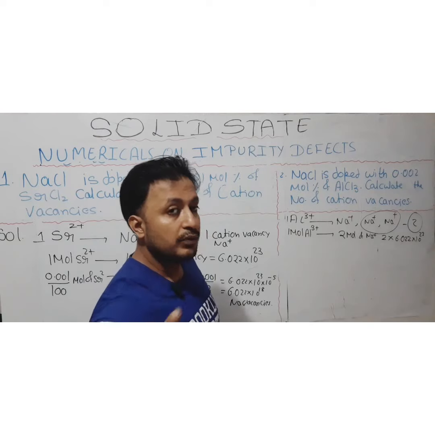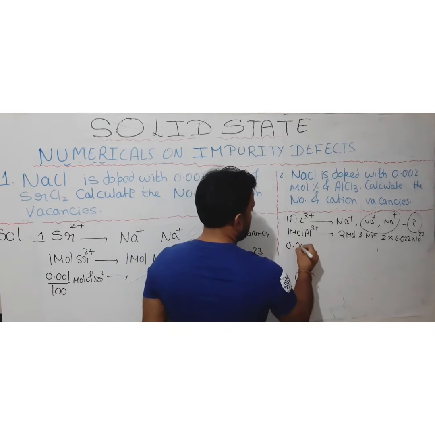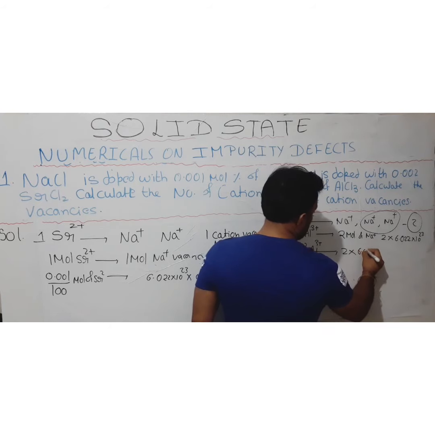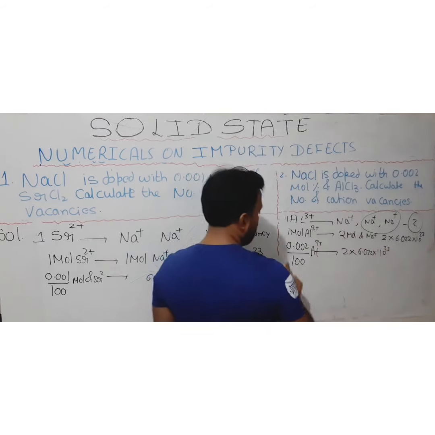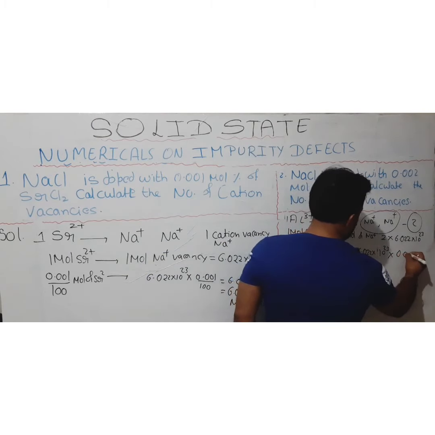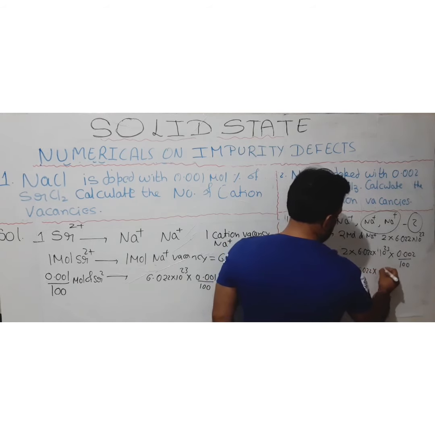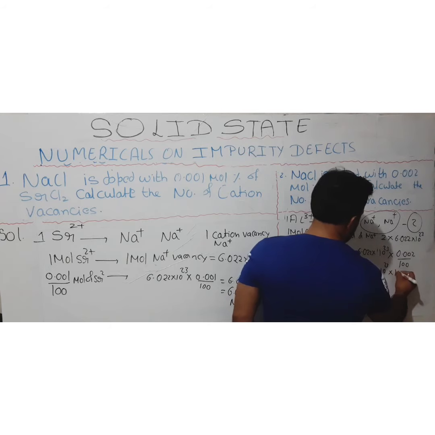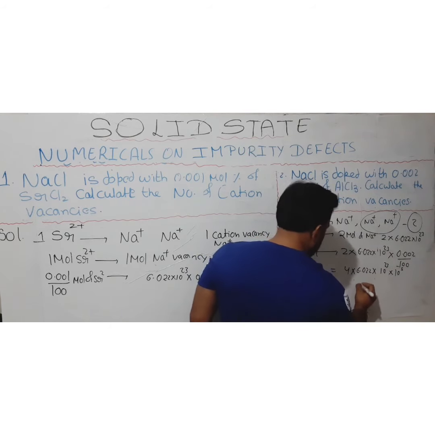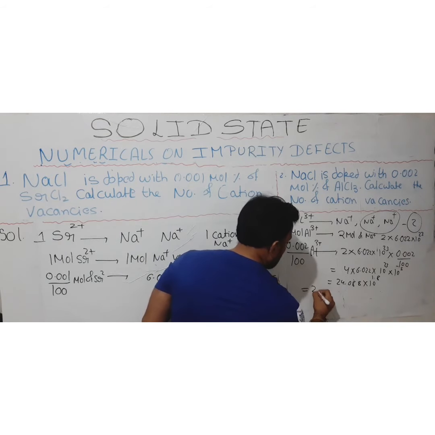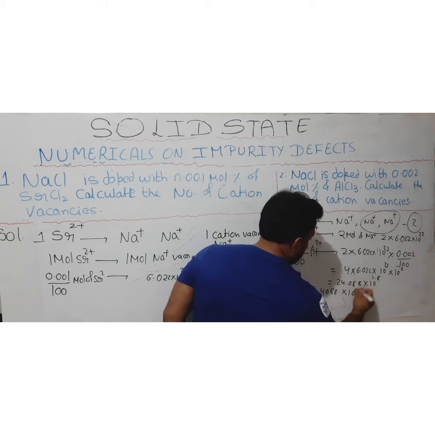Again, as it is in mole percentage, we have to convert it into fractional form. So in 0.002 divided by 100, as it is converted into fraction, of aluminium ion, how many cation vacancies will be there? 2 into 6.022 into 10 raised to power 23. Again the same unitary method, multiplied by 0.002 divided by 100, or we can simplify it like 4 into 6.022 into 10 raised to power 23 multiplied by 10 raised to power minus 5. Okay, so we simplify it further, 24.088 into 10 raised to power 18, and finally we have to write the answer in scientific notation. So it will be 2.4088 into 10 raised to power 19.